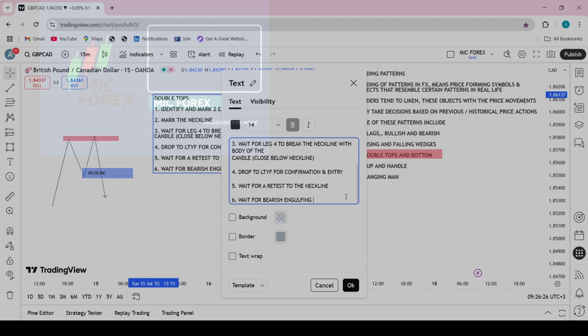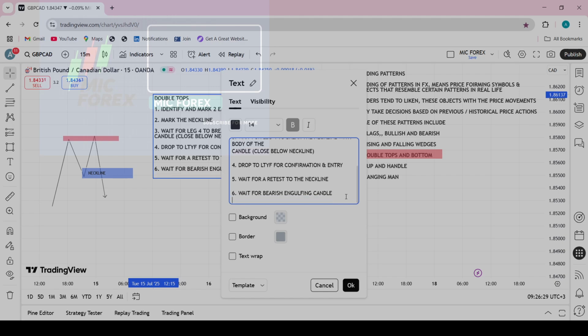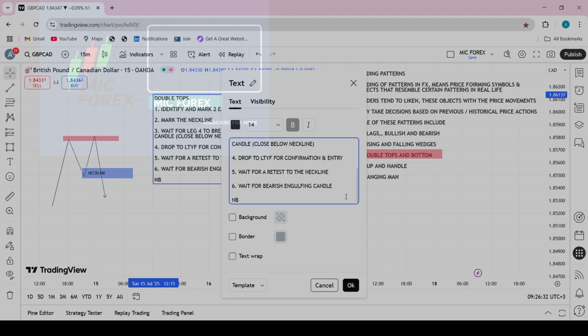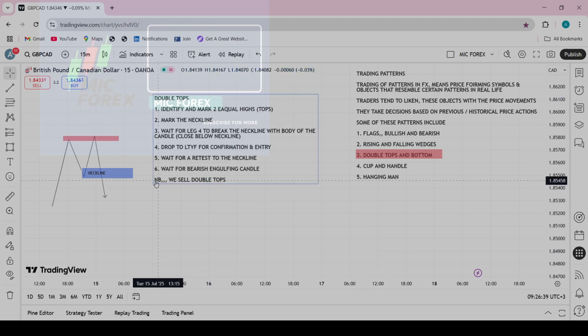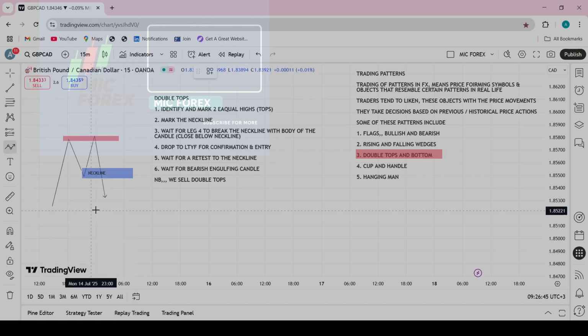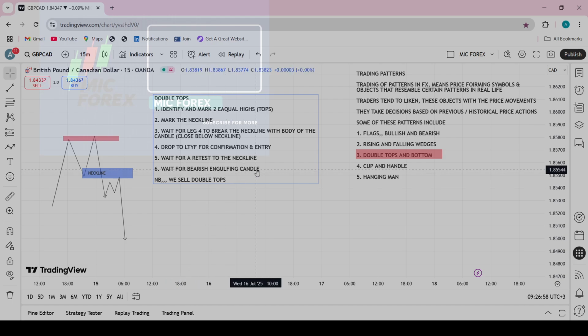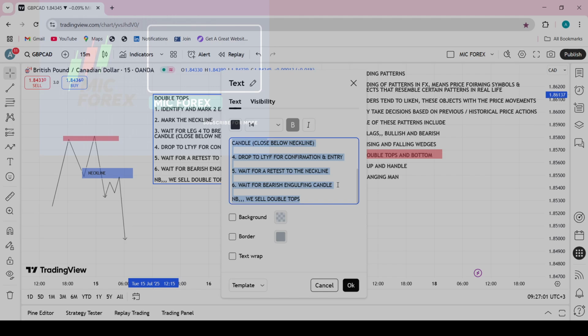So this one tells you that double tops are for sales. NB, we sell double tops. That is NB that you need to note here, that we sell the double top. So what are we saying? On lower time frame now, you want to see price now approaching back your neckline. Then at that point, you take a sell. And then how do you take a sell? You wait for bearish engulfing candle or a rejection candle. I think that one is very important. You can also take a trade at the rejection candle.